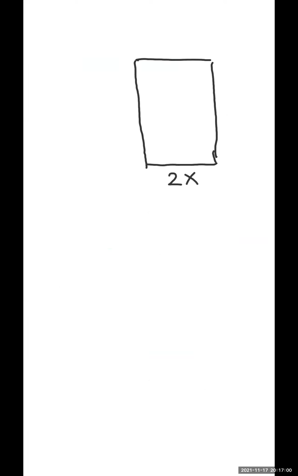Calculate the perimeter and the area of the following figure. The first figure, actually, it's a rectangle like that. This side is 2x and this side is 3x. I want to get the perimeter and the area.